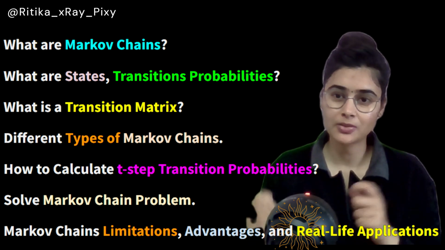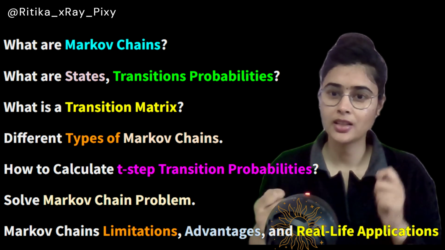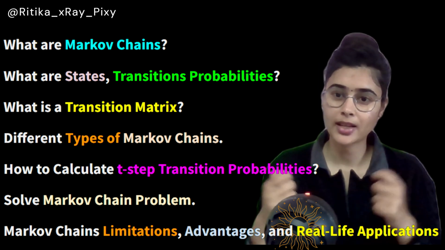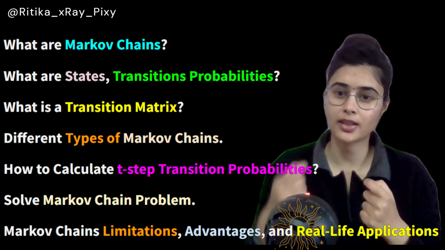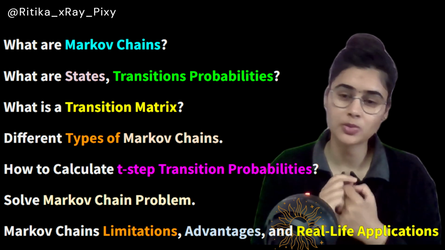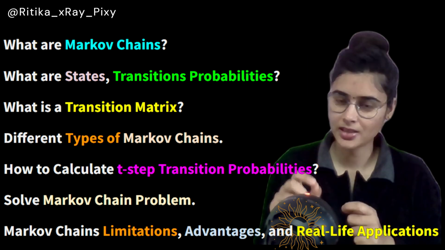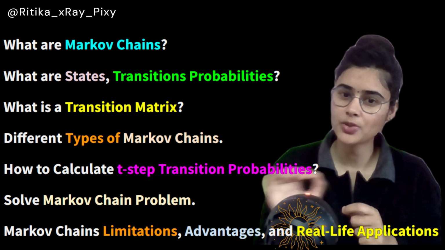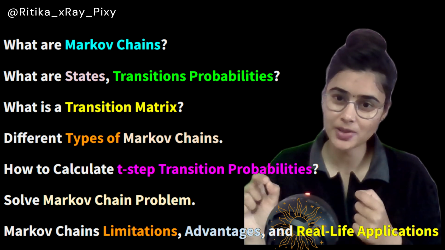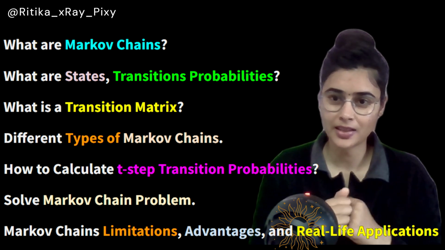First we will start with the basics: what are Markov chains, what are states, transition probabilities, what is a transition matrix, what are the different types of Markov chains like continuous type, discrete type and others, and how we can calculate t-step transition probabilities. We will try to understand this using an example, and after this we will solve a Markov chain problem. So step by step we will calculate all. And last we have Markov chains limitations, advantages and real life applications.